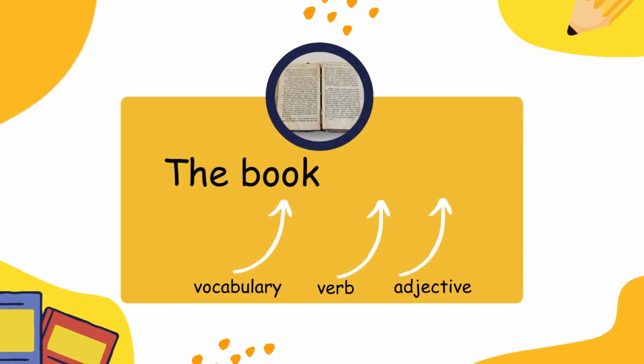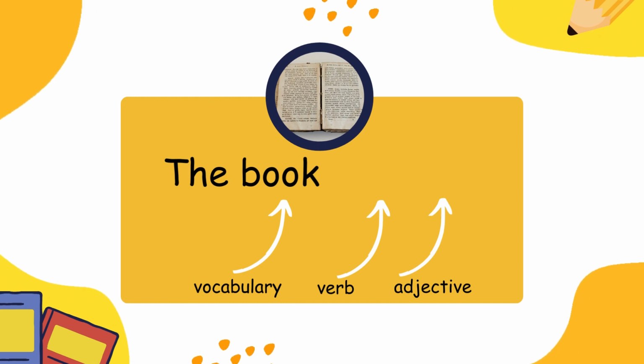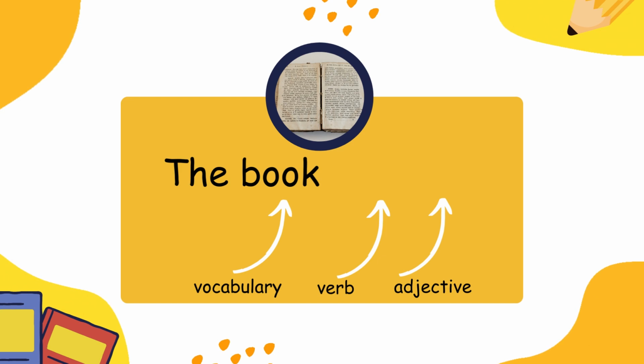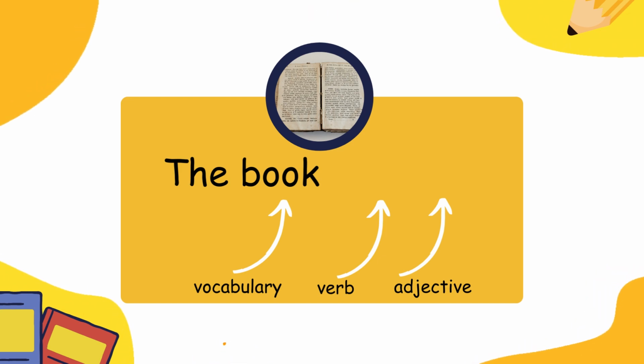It's your turn again. This time I've only given you the first two words, the book. So the vocabulary or the subject of the sentence. Now go back and choose the right form of the verb to be and one of the adjectives from the list or one of your own.